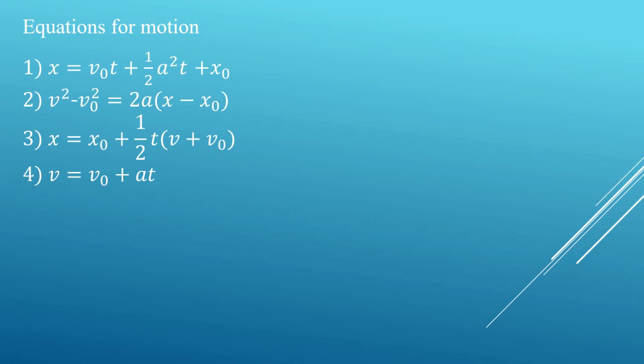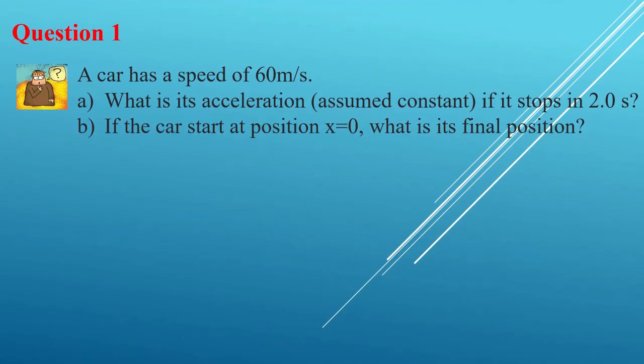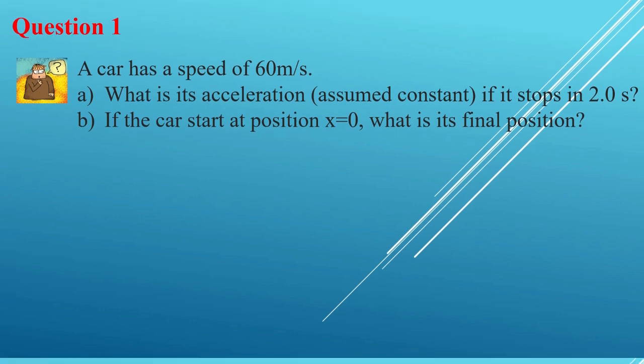So for making it clear, let me solve one example for you. In this question, a car has a speed of 60 meters per second, right? And it's asking about the acceleration if it stops in 2 seconds. Part B says that if the car starts at point X, at the position X equal to 0, what's its final position, right? Let's solve part 1 first.